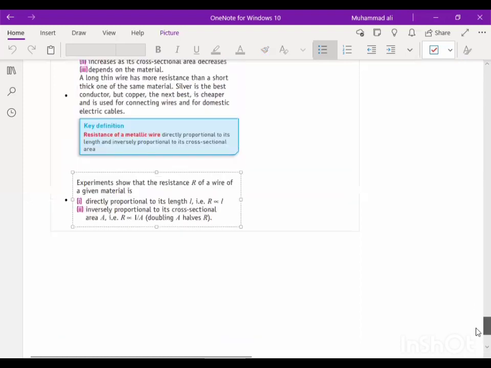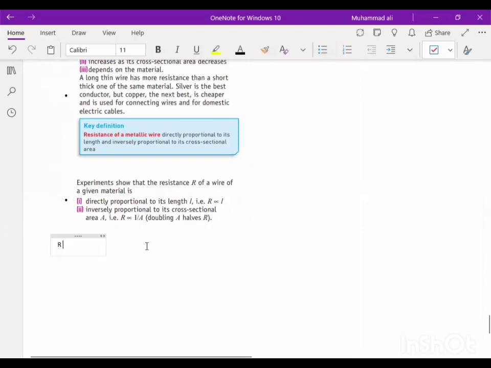Basically we can write those relations like this, right? And when you combine them, it's going to be R equal to K, and because L is in the numerator, it's going to come in the numerator, and in the denominator we would have area only. This is how your formula is going to become.